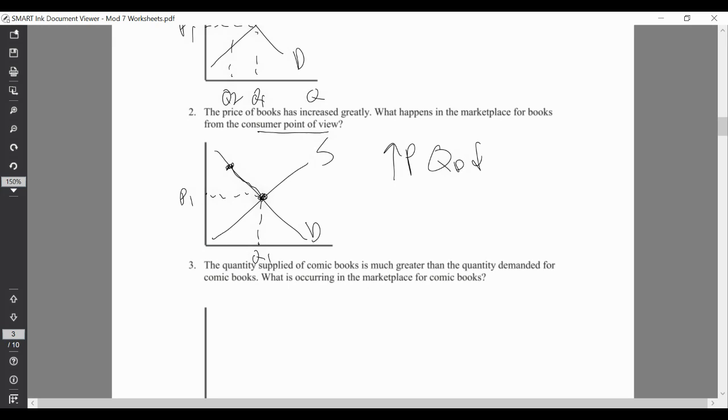We're going to buy less. So, in the point of view of the consumer, because that's a demand curve, right? It says the price has changed, which brings along a change in quantity demanded. We're going to move along the demand curve up and to the left to a lower quantity. Consumers will purchase a smaller quantity of books at the higher price, right? This is the law of demand.